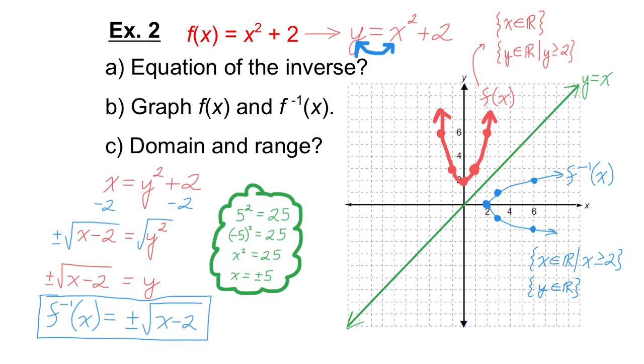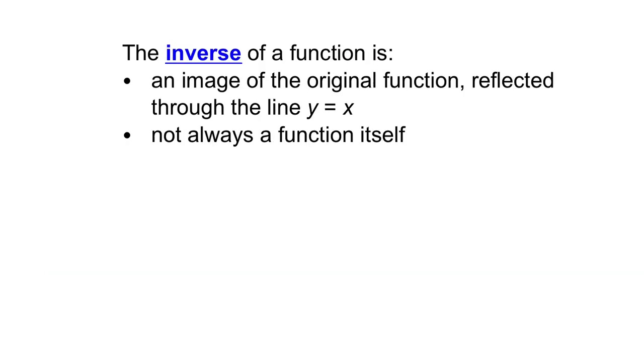Now, one last thing I want to point out about this example is that although f of x is a function, the inverse is not a function. Remember that vertical line test. As you pass a vertical line through the graph, it's going to contact more than one point at a time. So this tells me that this is not a function, even though this is. So the inverse of a function is an image of the original function reflected through the line y equals x. And the inverse is not always a function itself.